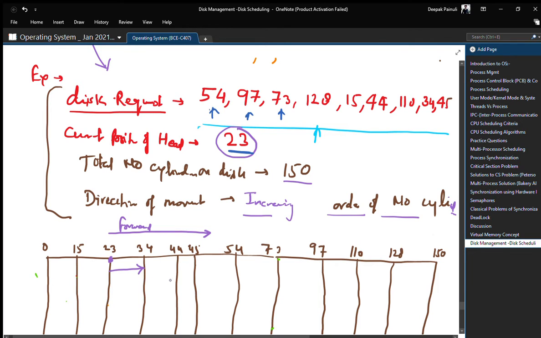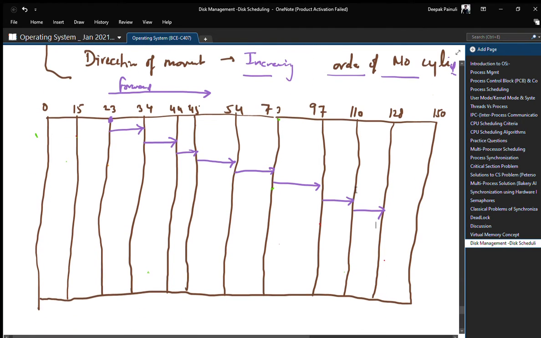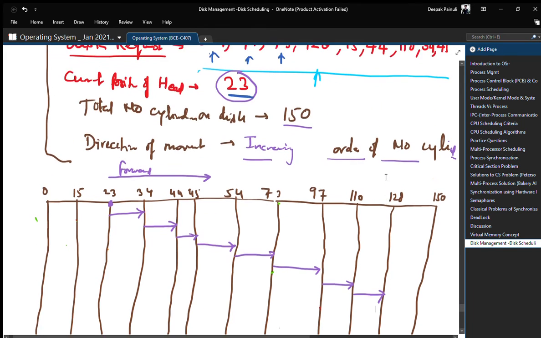Then the next request is 34 to 44. The next request is 44 to 45. The next request is 45 to 54. The next request is 54 to 73. The next request is 97, so we will move from 73 to 97, and 97 to 110, and 110 to 128. Now we will not move in this direction further, because the highest number of cylinder requested in the queue is 128.